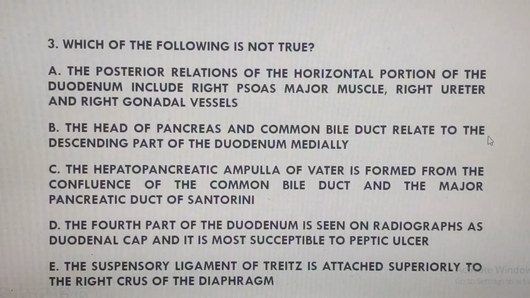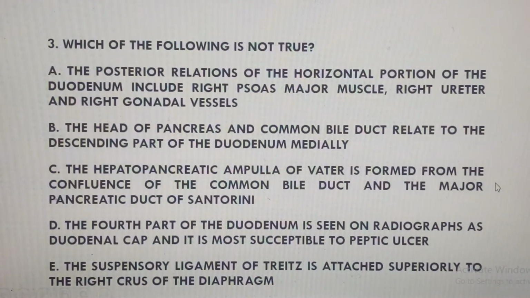That's true. Now option B says the head of pancreas and common bile duct relate to the descending part of the duodenum medially. The descending part of the duodenum is the second part of the duodenum, and therefore no doubt that it is related to the head of the pancreas, as well as of course the common bile duct, medially. So I'll show you that.